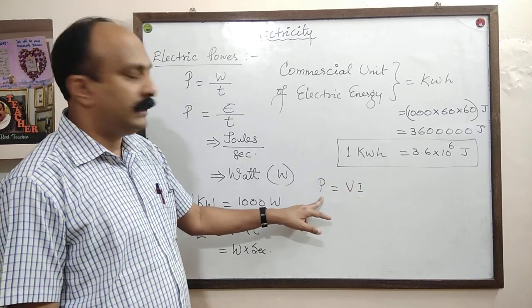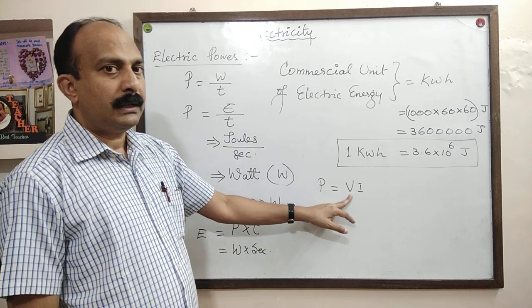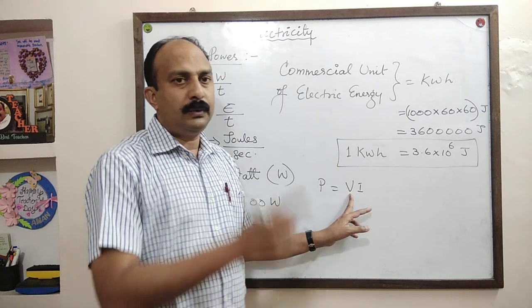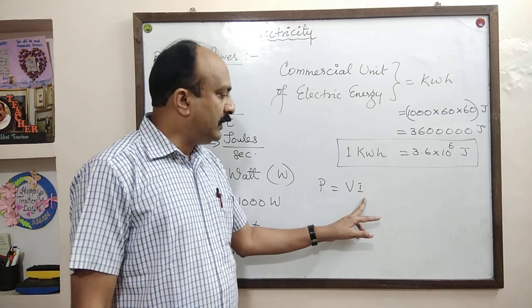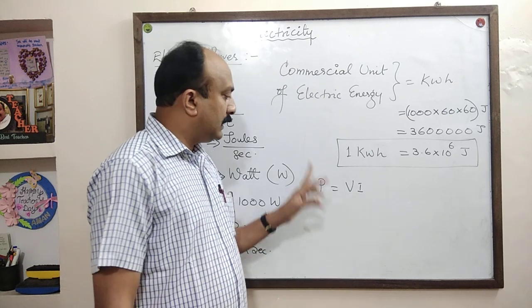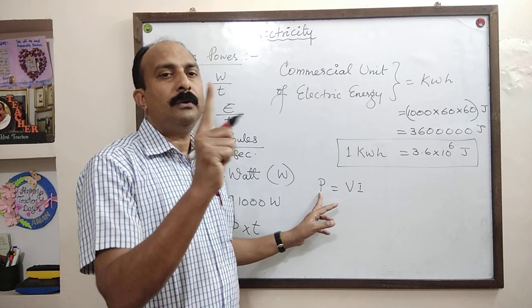So how can you define 1 watt of power? When there is a potential difference of 1 volt across the two ends of a circuit, which produces an electric current of 1 ampere in that circuit, the electric power consumed by the device is said to be 1 watt.